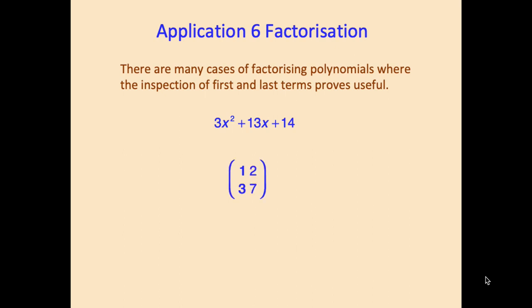And the way to do this is to look at the sum of the cross product. So here I've put the 2 in the top row and the 7 in the bottom row, because 1 times 7 add 2 times 3, that's the sum of the cross product, gives the middle coefficient, 13. And from there we can just write down the 2 factors as 1x plus 2 and 3x plus 7.